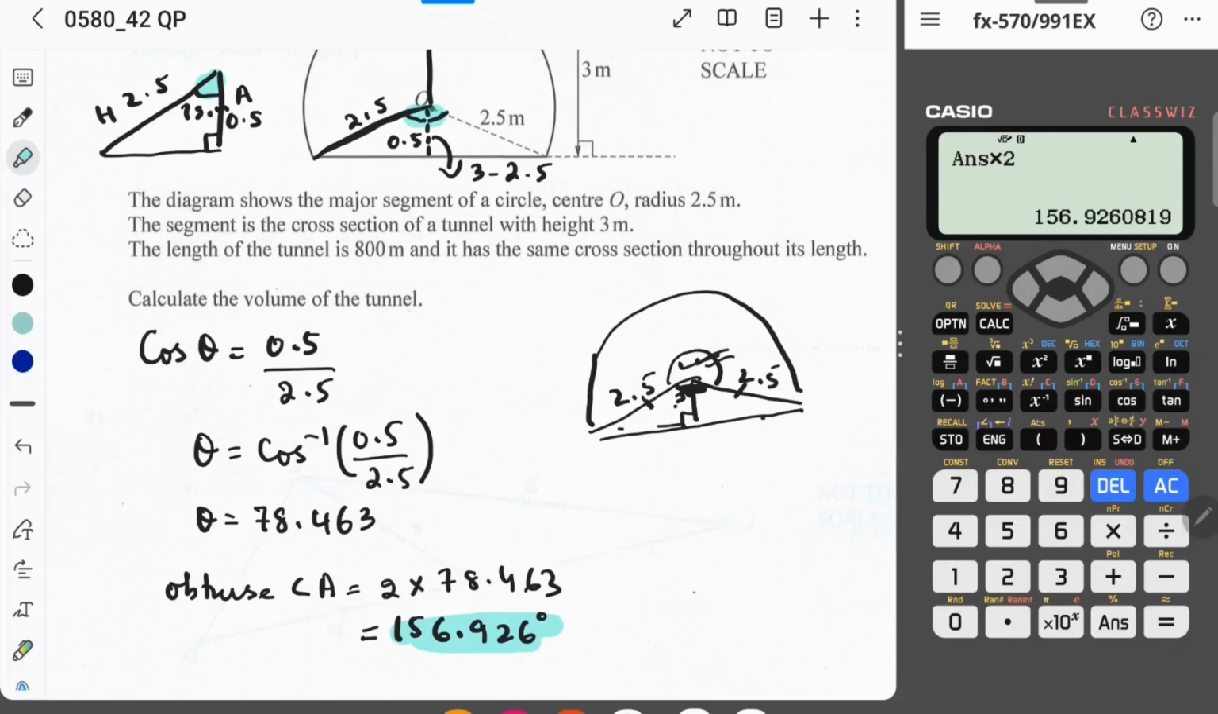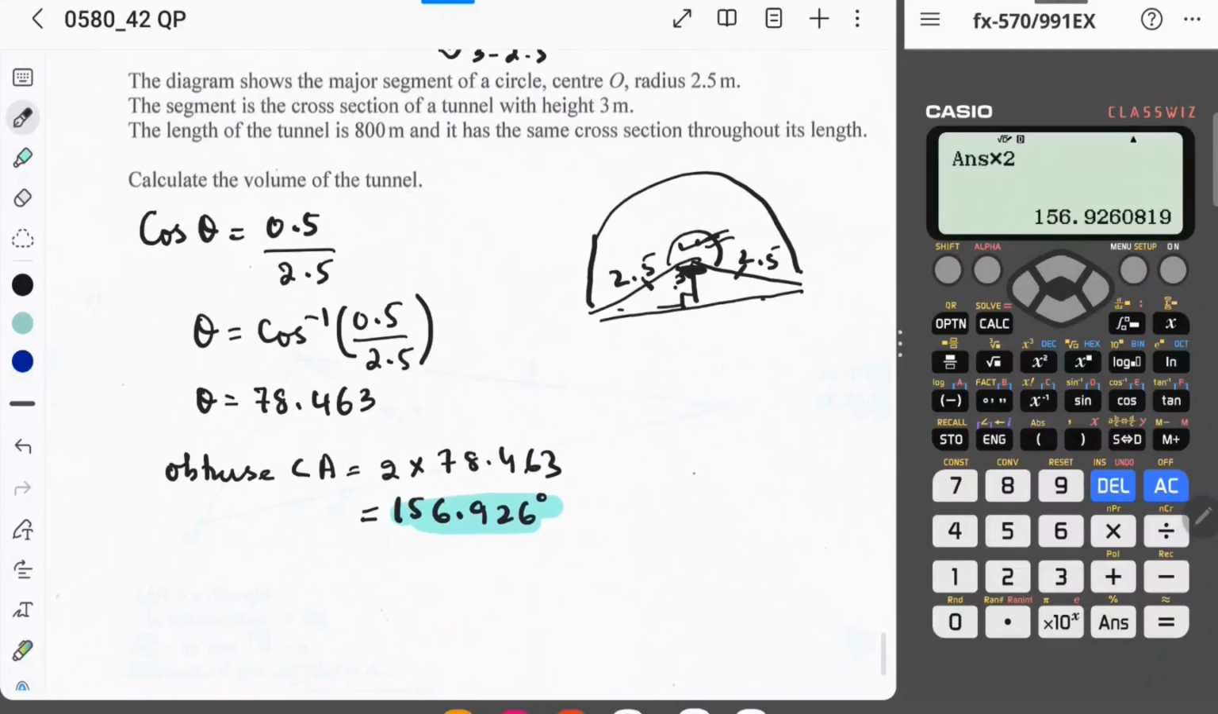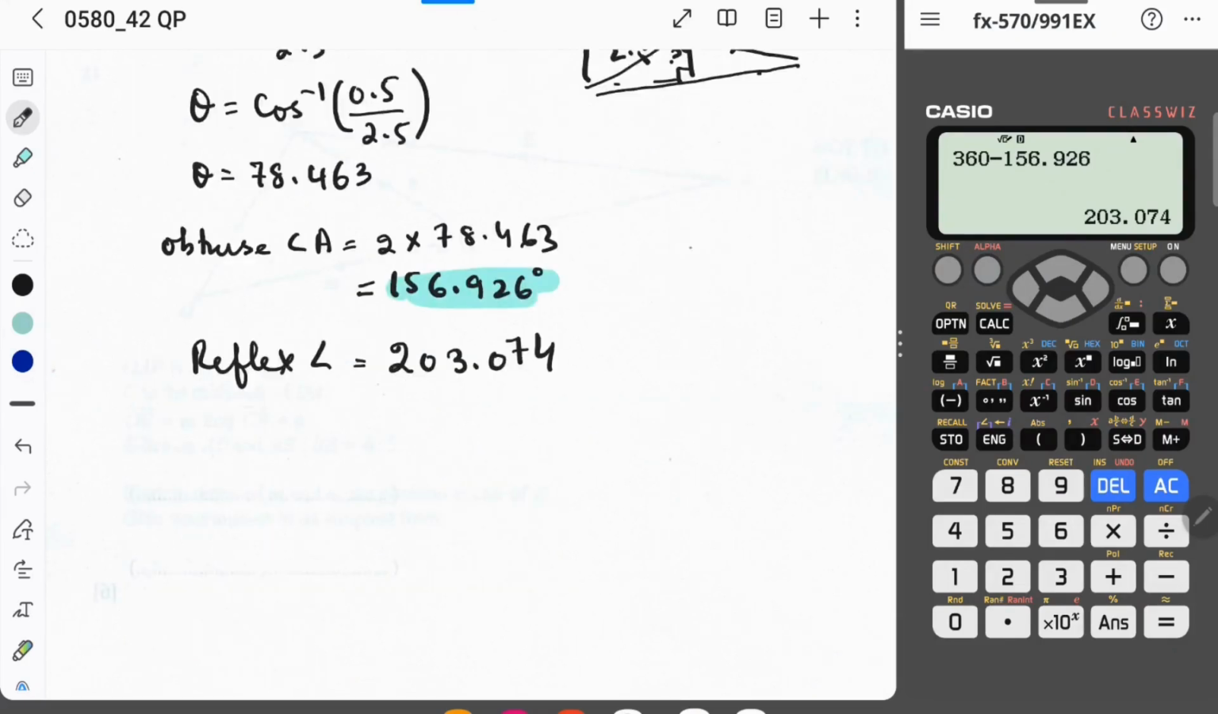So we have found this angle, 156.926. Now we are going to find the angle for the sector. So what do we do? We subtract from 360 degrees. 360 minus 156.926 would be equal to 203.074, which is the angle of the major sector. Alright, so we found the angle.